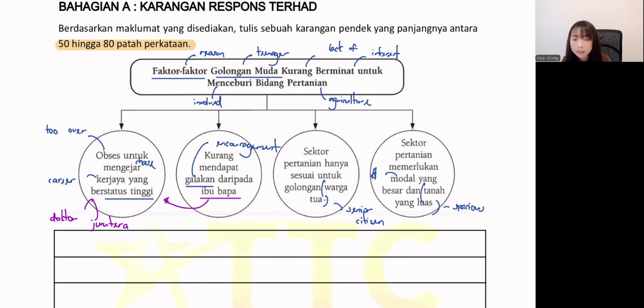And sektor pertanian hanya sesuai untuk golongan warga tua. Why is it people will have this kind of perspective and also assumption? It might be because all the sektor pertanian happens in the outskirts, luar bandar, because in the city itself, we do not have the spacious land for them to carry out the activities, isn't it? So they have the wrong assumptions that it's only for the old people, which is a senior citizen. Because the tugas or the activity pertanian always happens di luar bandar. So luar bandar, which is kampung.